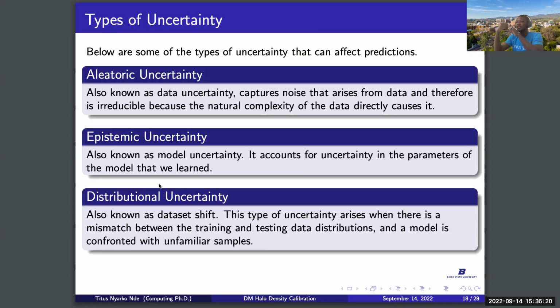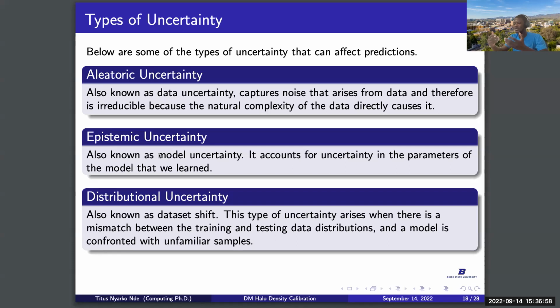So these are some of the uncertainties that could exist in data. We have the aleatoric uncertainty, which is also known as the data uncertainty. This kind of uncertainty comes from the data generation process and the natural complexity of the data. So sometimes it is difficult to reduce them. They become irreducible. They come with the data, and that is just the natural complexity of the data. Then we have the epistemic uncertainty, also known as the model uncertainty.